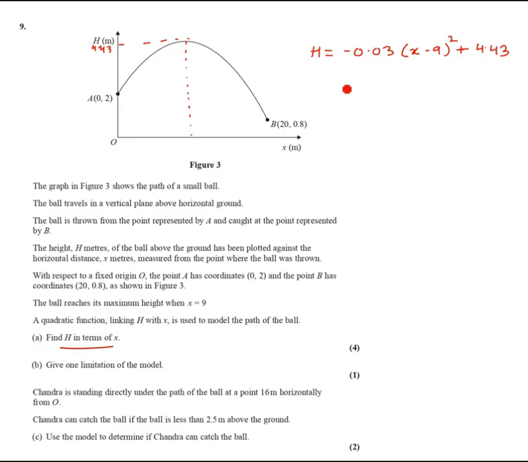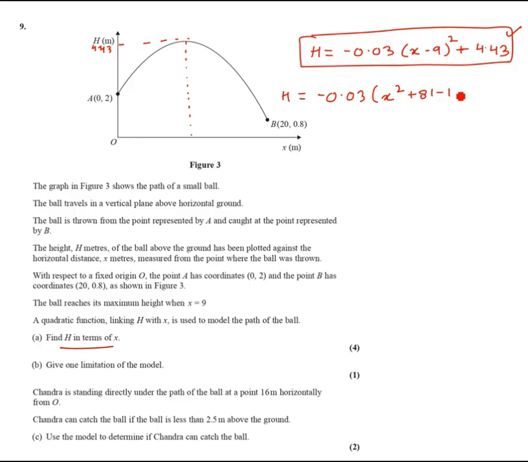We can expand this, like you can have it in the form ax squared plus bx plus c, but I think this is acceptable. Let's try to expand just in case. We'll probably be using this form for later questions. So if we expand this, minus 0.03 times, when you expand (x minus 9) times (x minus 9), it will be x squared plus 81 minus 18x, plus 4.43.